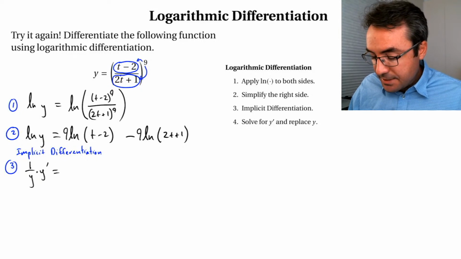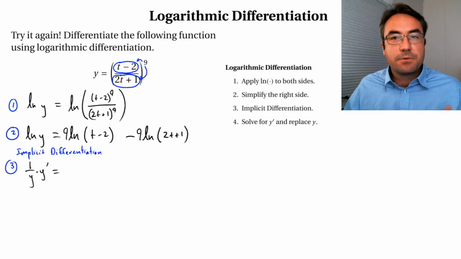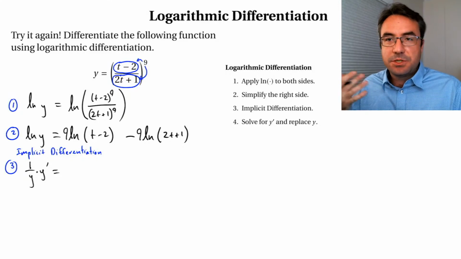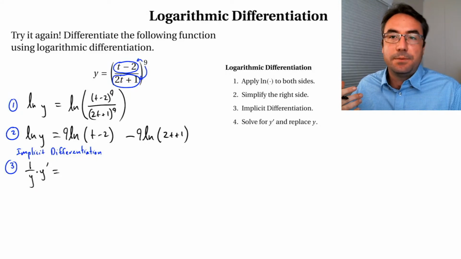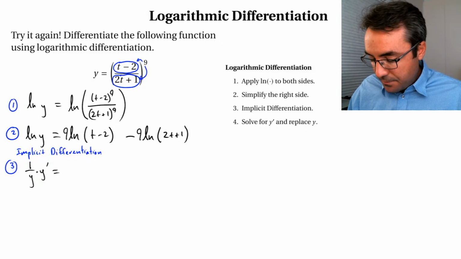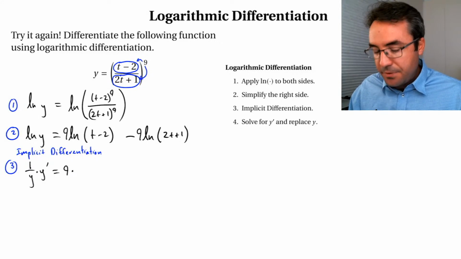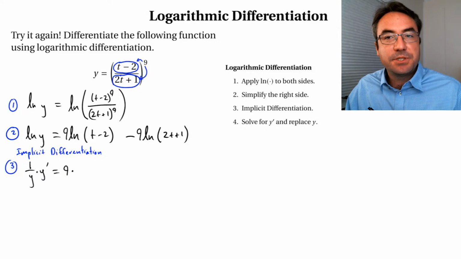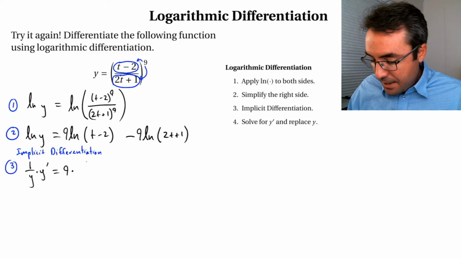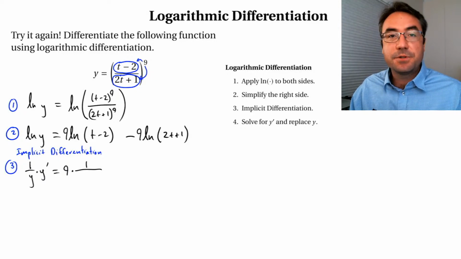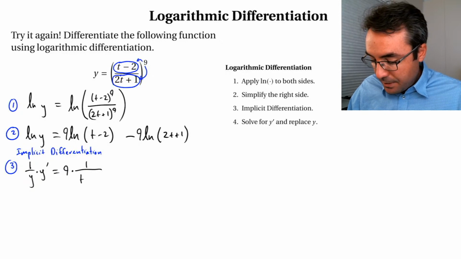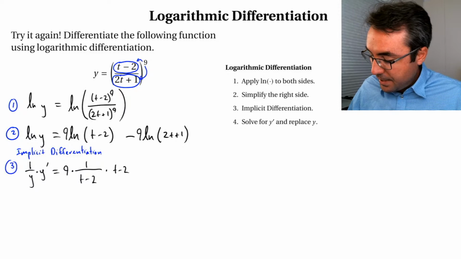And then on the right-hand side, these are all just regular variable functions. So we can just differentiate all of these like usual. So that first natural log term, the 9 is a constant multiple, so it just stays in front. Then when we differentiate that first natural log function, we get 1 over (t minus 2) times the derivative of t minus 2.